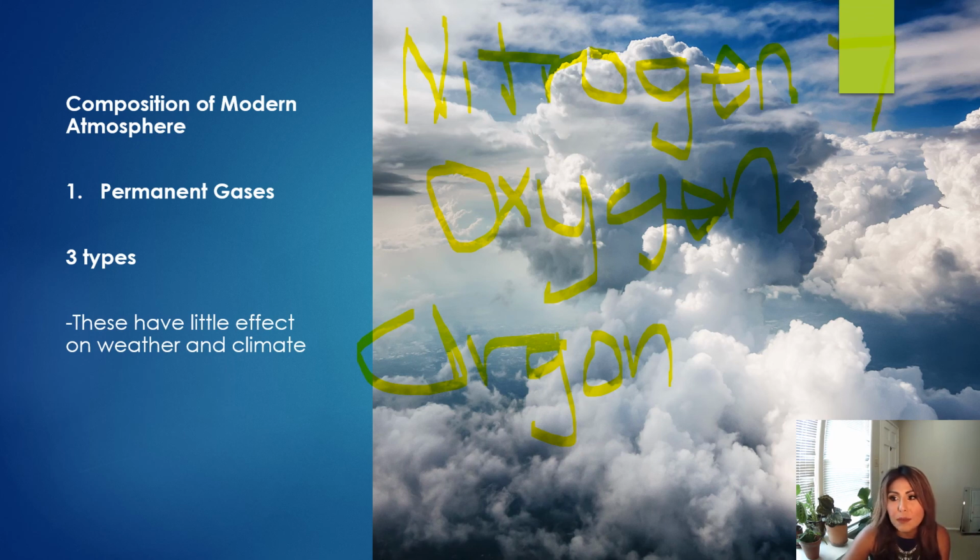Nitrogen will always be in the atmosphere at 78%. This is a very important slide. This is important to write down in your notes, guys. Nitrogen will always be in the atmosphere, no matter where you're at, what time of day, it will always be 78%. Oxygen will always be 21%.